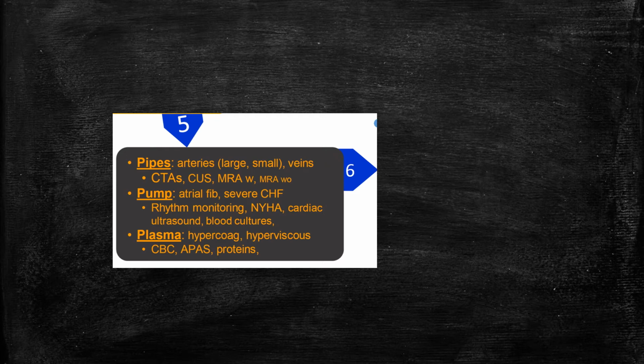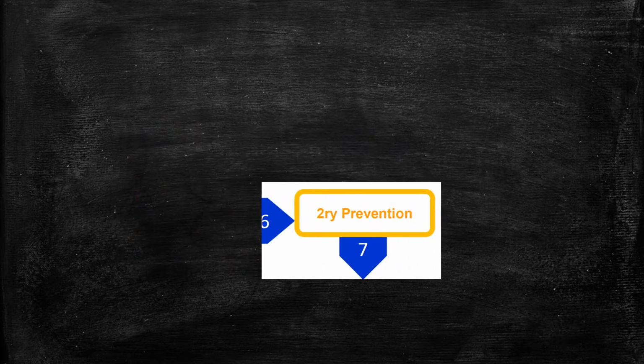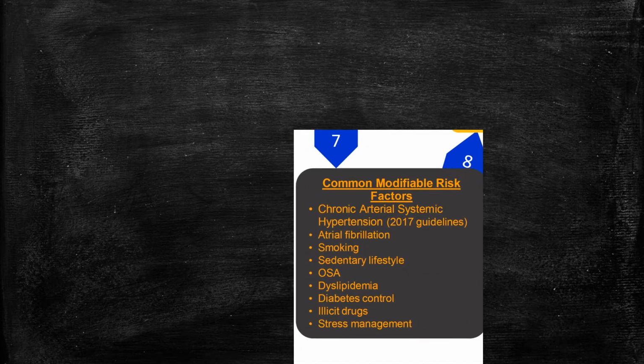If the workup is completed, and no convincing source is identified, then it's important to consider the diagnosis of cryptogenic stroke. One of the important tools in this situation is long rhythm monitoring. This decision may be ready to be made by 24 hours after admission. For secondary stroke prevention, identifying the modifiable risk factors is important. Some of the modifiable stroke risk factors are chronic arterial systemic hypertension, atrial fibrillation, smoking, sedentary lifestyle, sleep apnea, dyslipidemia, diabetes mellitus, illicit drug use, and poorly managed stress. Identifying the risk factors helps to deploy strategies, specific as well as generic, for secondary stroke prevention.